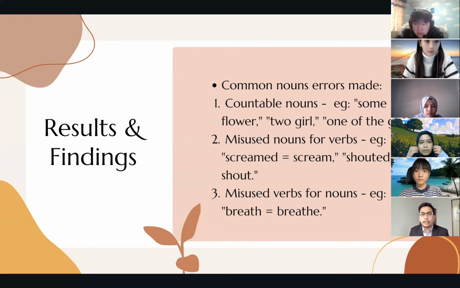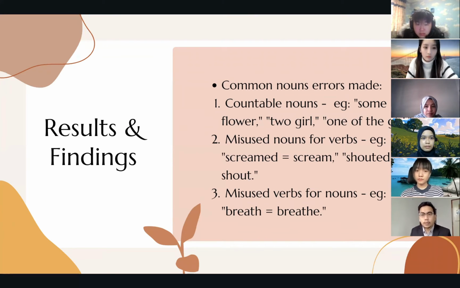So basically, we ranked it 1, 2, and 3. There are 3 mistakes that Form 1 students made. The first one in our ranking is countable nouns. For example, sunflower, 2 flower. The students should write some flowers, 2 girls, or 1 of the girls.